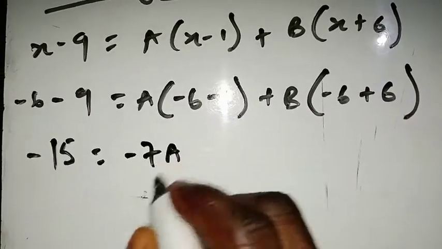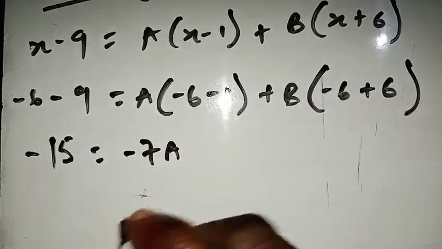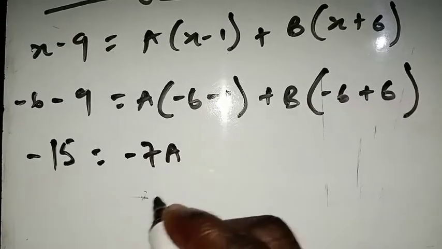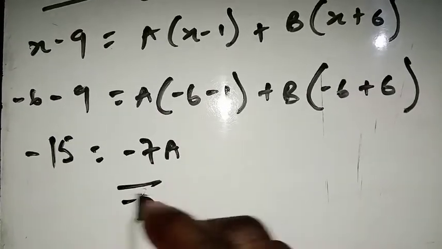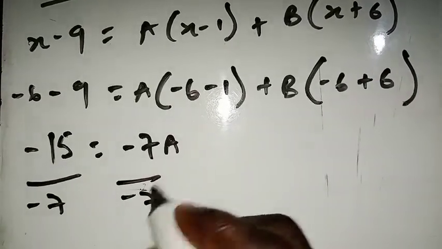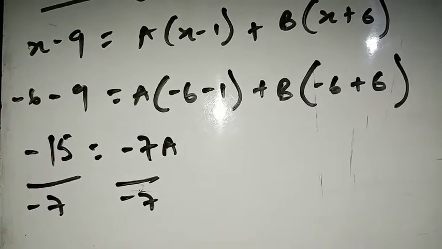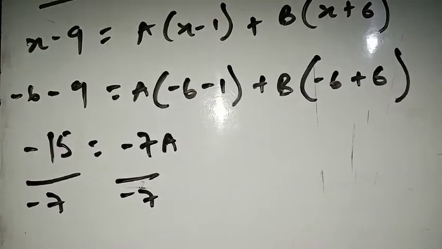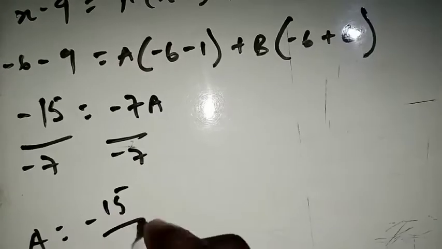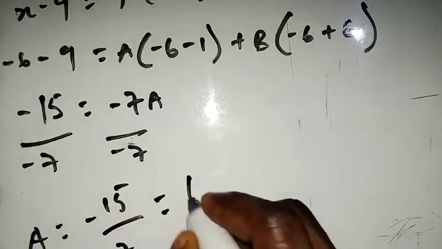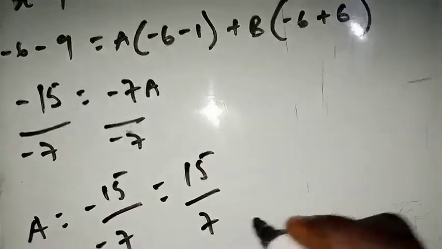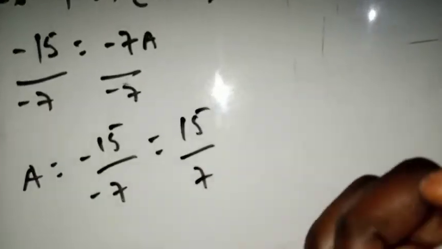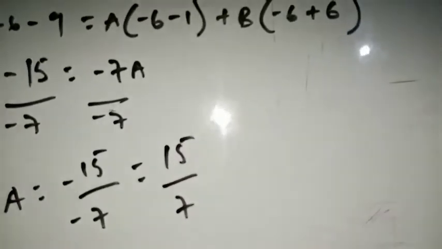Is that okay? So we are looking for the value of a, meaning that we are going to divide both sides by negative 7. So dividing here by negative 7 and dividing here by negative 7, this one cancels out. We have our a to be equal to negative 15 on what? Negative 7, which will be equal to 15 on 7. Okay, so this is the value of a. So what about the b?